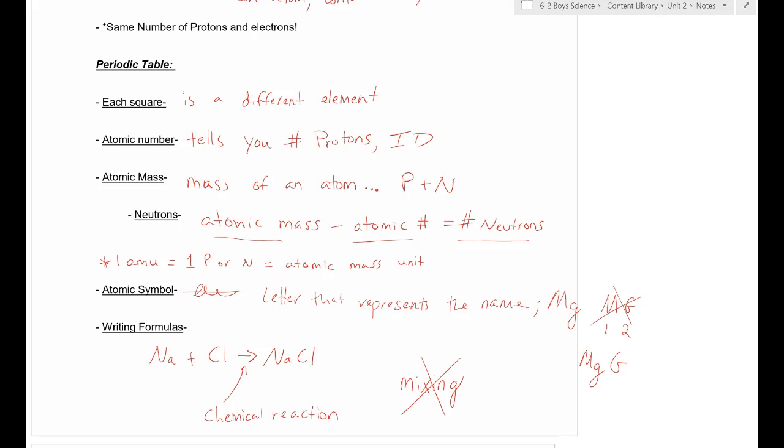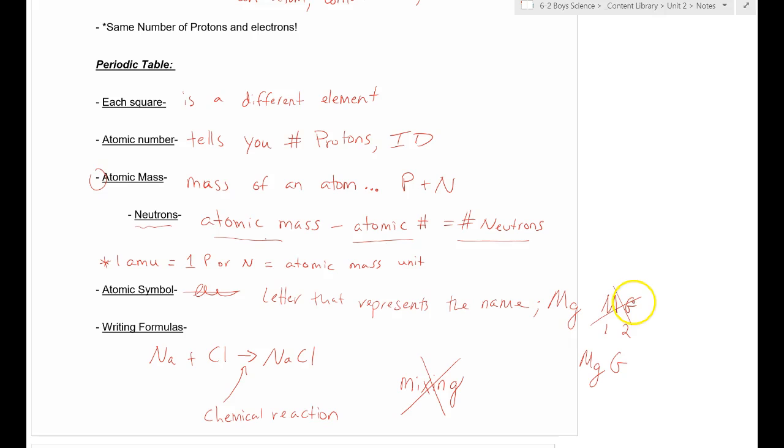So if you have your atomic mass and you want to find out the number of neutrons, you can take the atomic mass minus the atomic number. So that's the atomic mass minus the number of protons, and that'll tell you how many neutrons are normally found in that atom, as long as it's not an isotope. And remember, one AMU is one proton or neutron. It's an atomic mass unit. The atomic symbol is the letter that represents the name. The first letter is always capitalized, the second letter is not. Magnesium, Mg, will never be capital M, capital G.